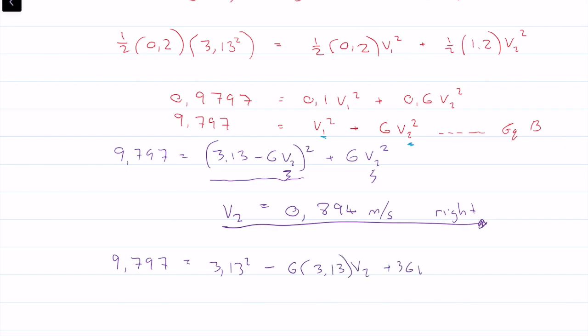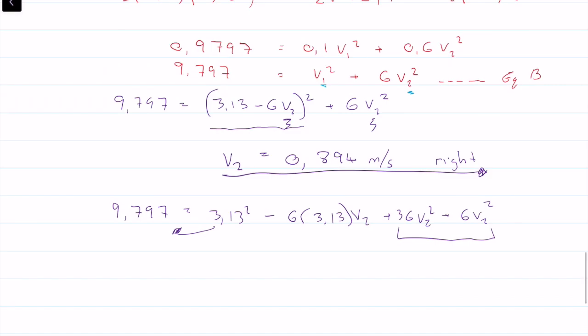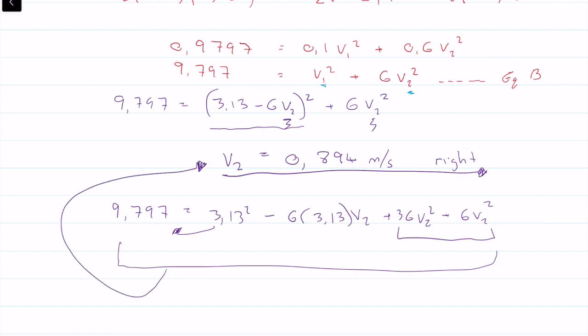Plus 36v2 squared plus 6v2 squared. Okay, so you can group these together. This can move to the right hand side, and now you're just left with a quadratic equation. Okay, and if you solve this equation, you should get that answer right there. Okay, so that's basically the first example.